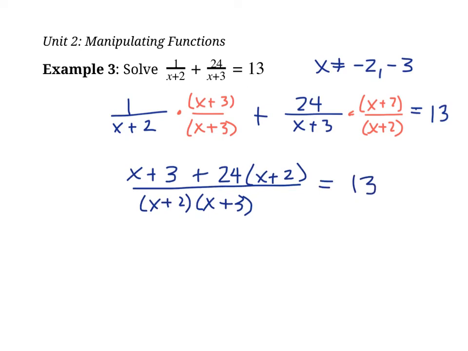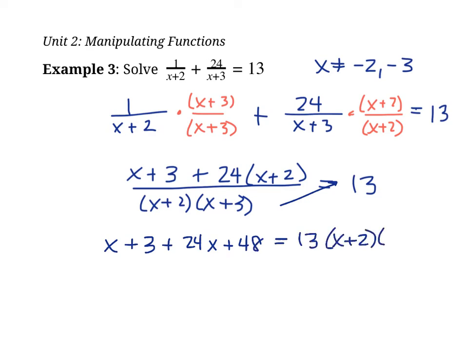Now, can we cross multiply now? We can, right? Because we have them all as one fraction, and we can multiply both of these terms up to the top here. Or you can think of it as just multiplying both sides of the equation by x plus 2, x plus 3. So let's just multiply that up. So we're going to end up on the left side, I'm actually going to simplify as we go, x plus 3 plus 24x plus 48 equals 13 times x plus 2, x plus 3. So you can expand and simplify this.